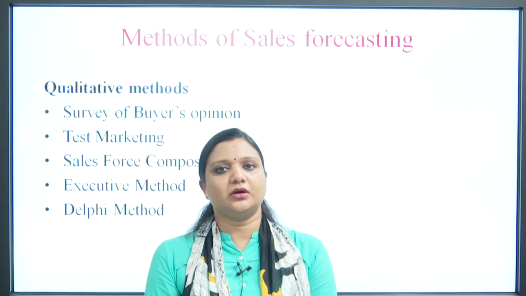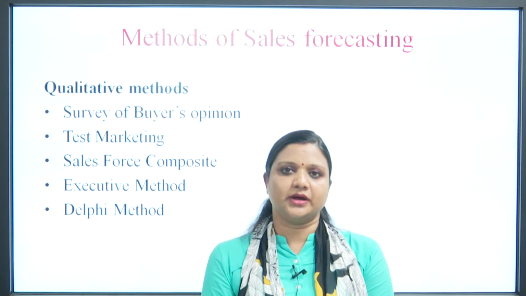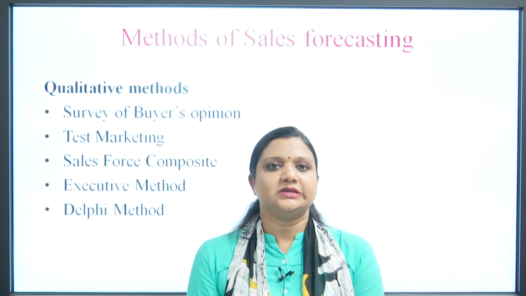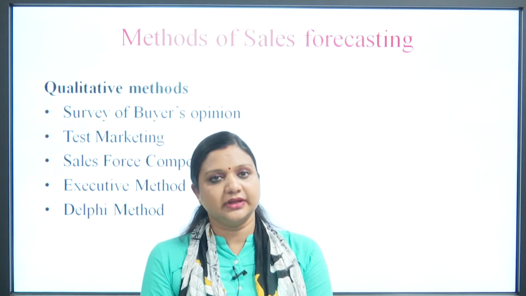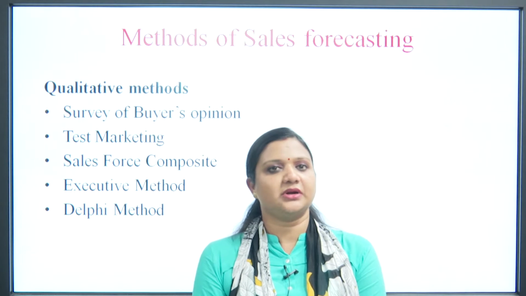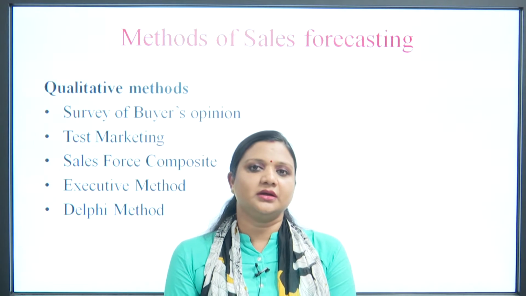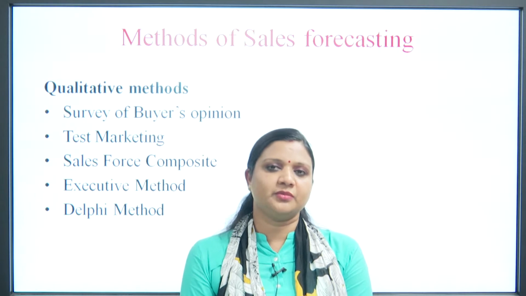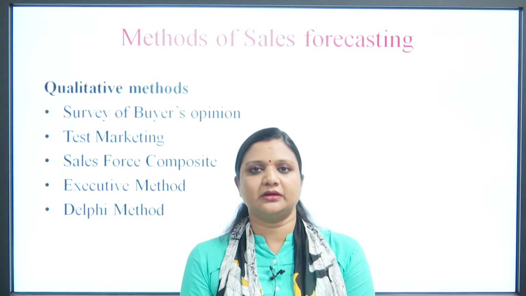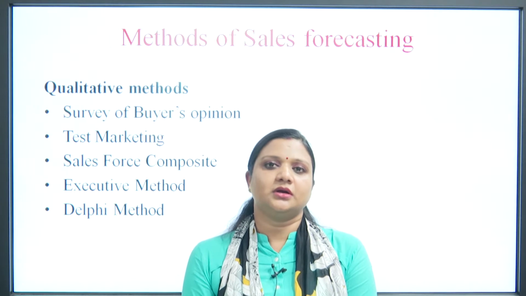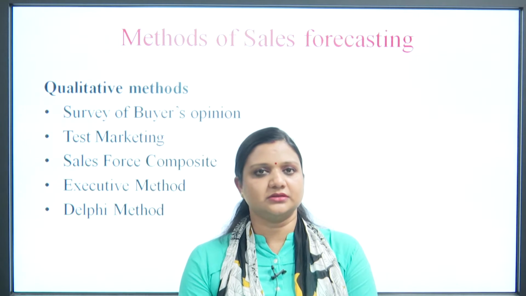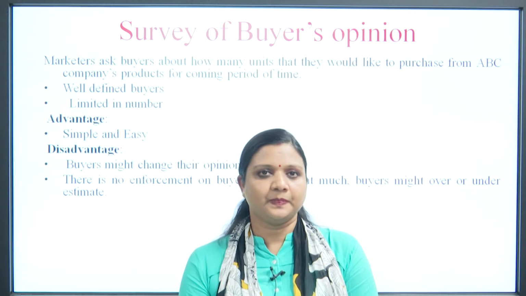These are the methods of sales forecasting under the qualitative approach: first, survey of buyers' opinion; second, test marketing; third, sales force composite opinion; next, the executive method; and fourth, the Delphi method. These types of methods come under the qualitative method, in which the responses, judgments, or statements of different human beings are collected, and on those collected responses, forecasting is done by the companies. In the later slides, these methods will be discussed one by one.